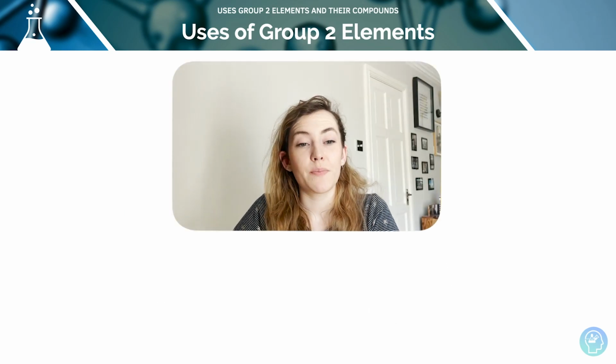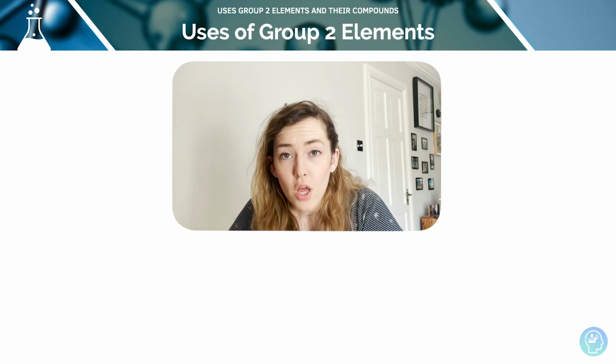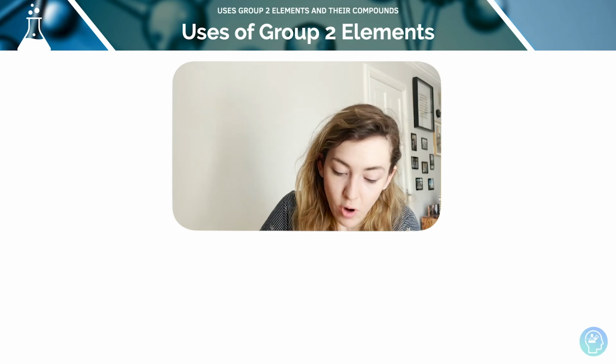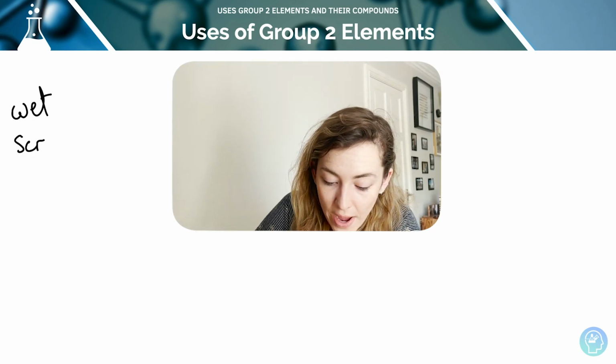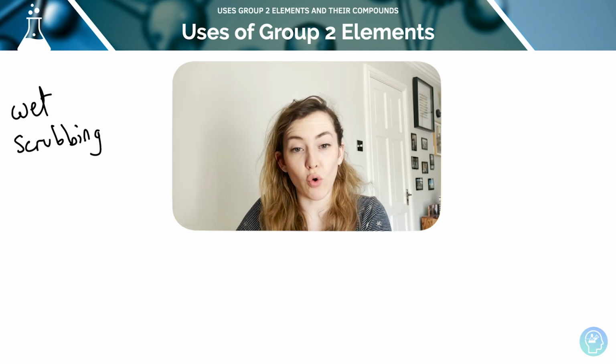So it would just be H+ plus OH- giving H2O, because we are just doing a basic neutralisation. Sulfur dioxide is an air pollutant released from the combustion of fossil fuels, and we can use something called wet scrubbing. So wet scrubbing is the process used to remove sulfur dioxide from flue gases.